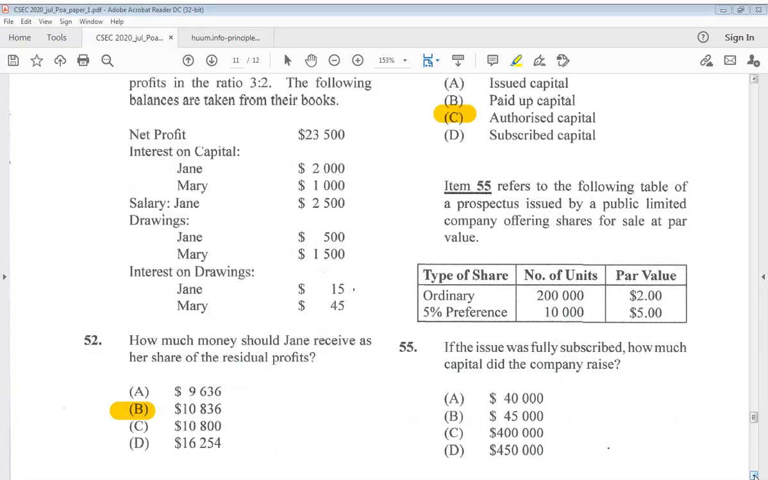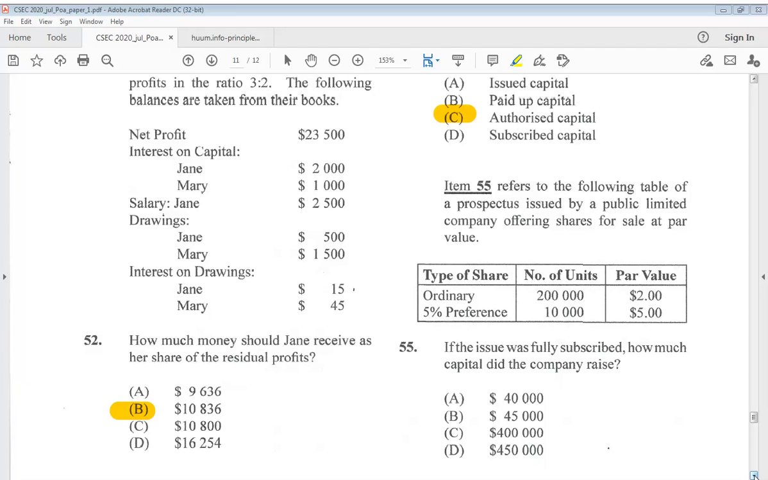55, the question now said, if the issue was fully subscribed, how much capital did the company raise? A, $40,000, B, $45,000, C, $400,000, or D, $450,000. So what we simply do, we find 5% of $400,000 and we get $20,000.